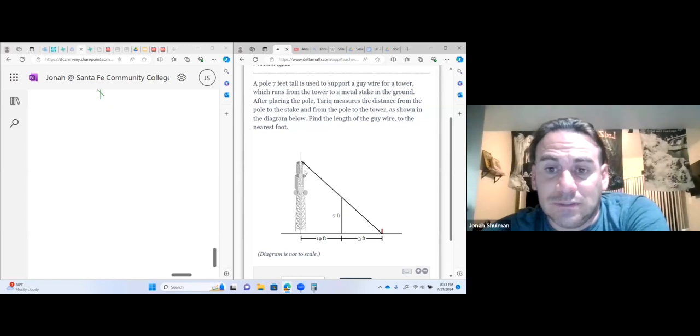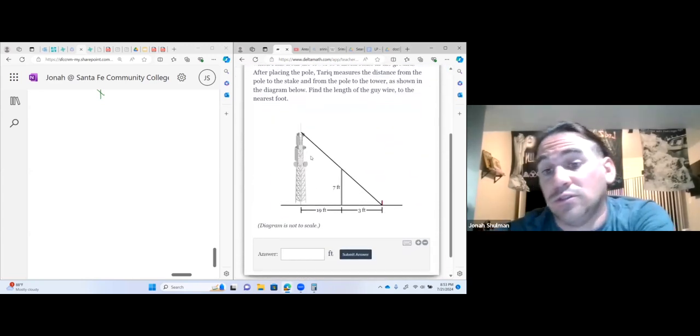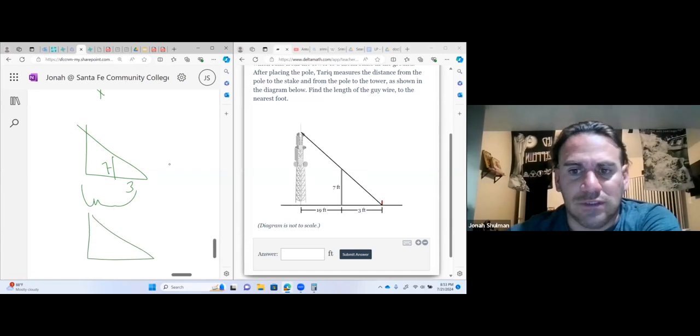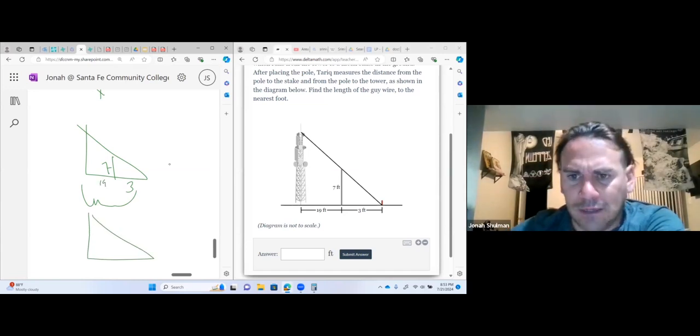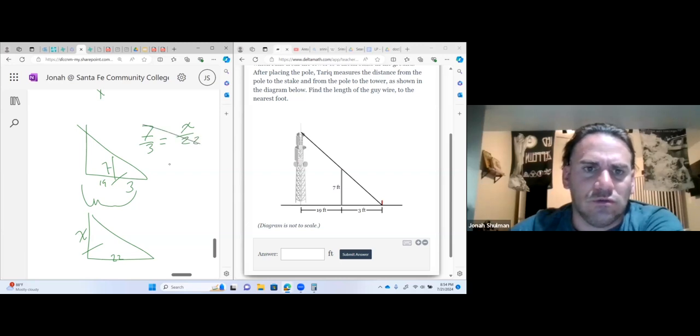We can get this piece, and then we can do the next. So this is a two-part problem. So I like that this is just a level one, but here we go. So this is 3, that is 7. Then I need the big one. So this is 19, right? So the whole bottom is what? 22. So this is 3 to 22 as 7 is to X. So this is the hardest part, like just being able to figure that out. 7 over 3 equals X over 22.